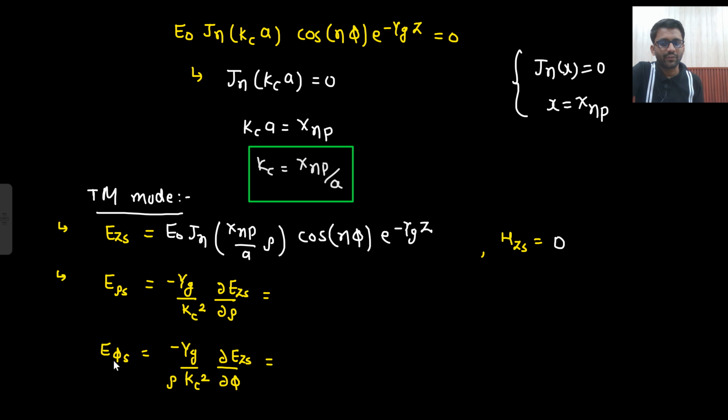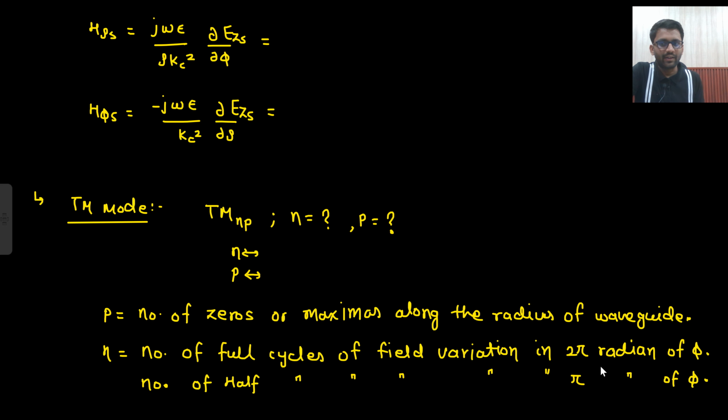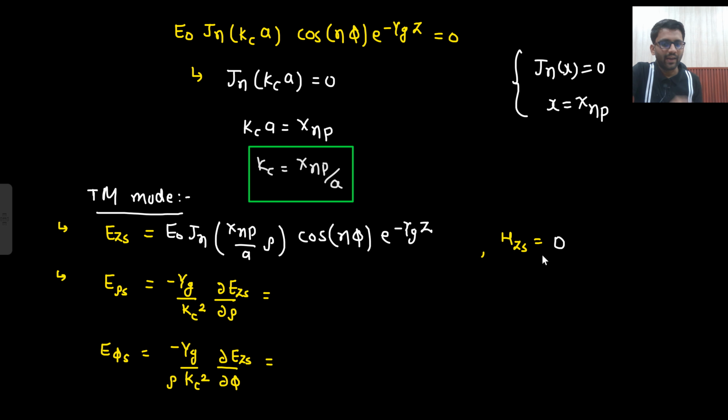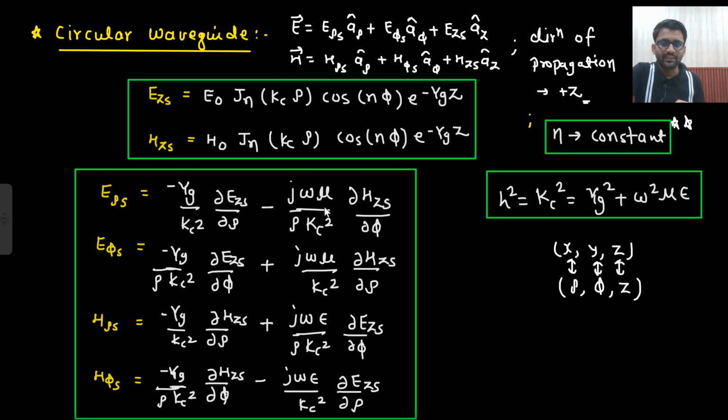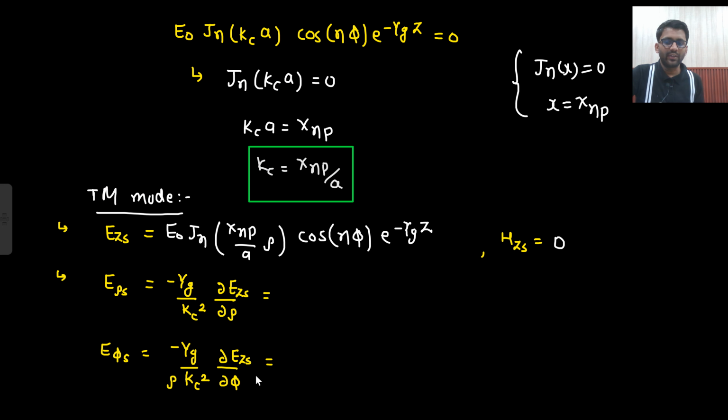So you write down the expression of E rho, E phi, H rho and H phi. What will happen? Hz is 0, so this term will go to 0, this term will go to 0, this term will go to 0, this term will go to 0. So what will be the equation? When you write down the equation, you will get minus gamma g upon h square del by del rho Ez. The next term will be 0. So this expression you will be getting.